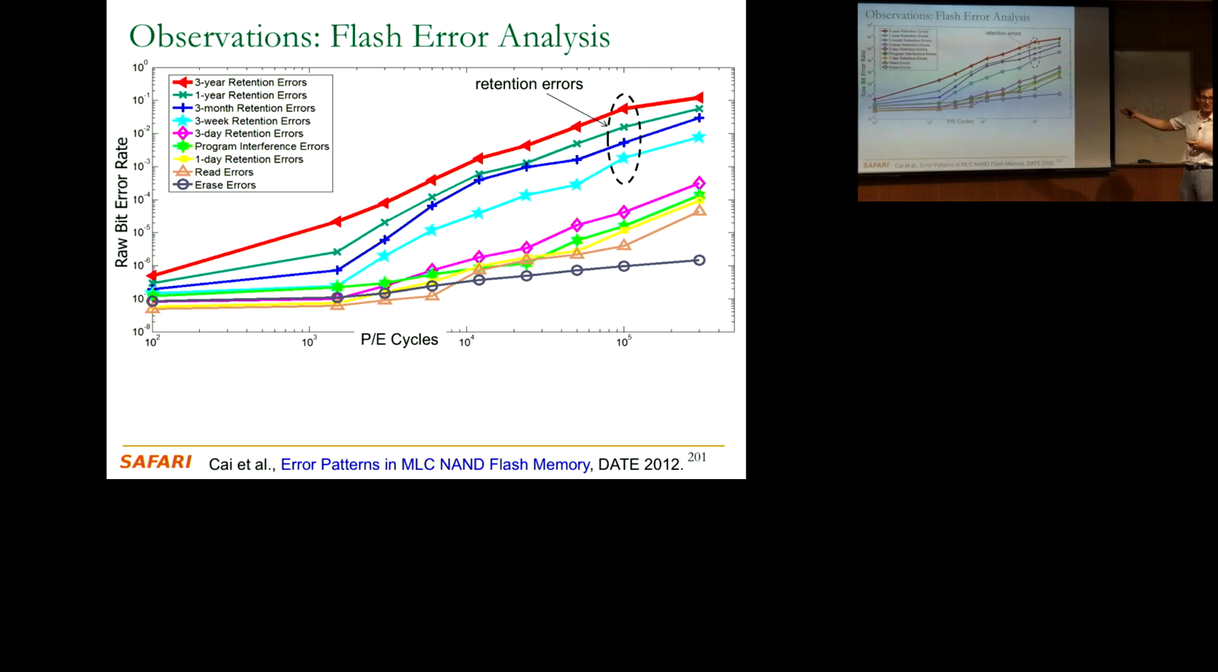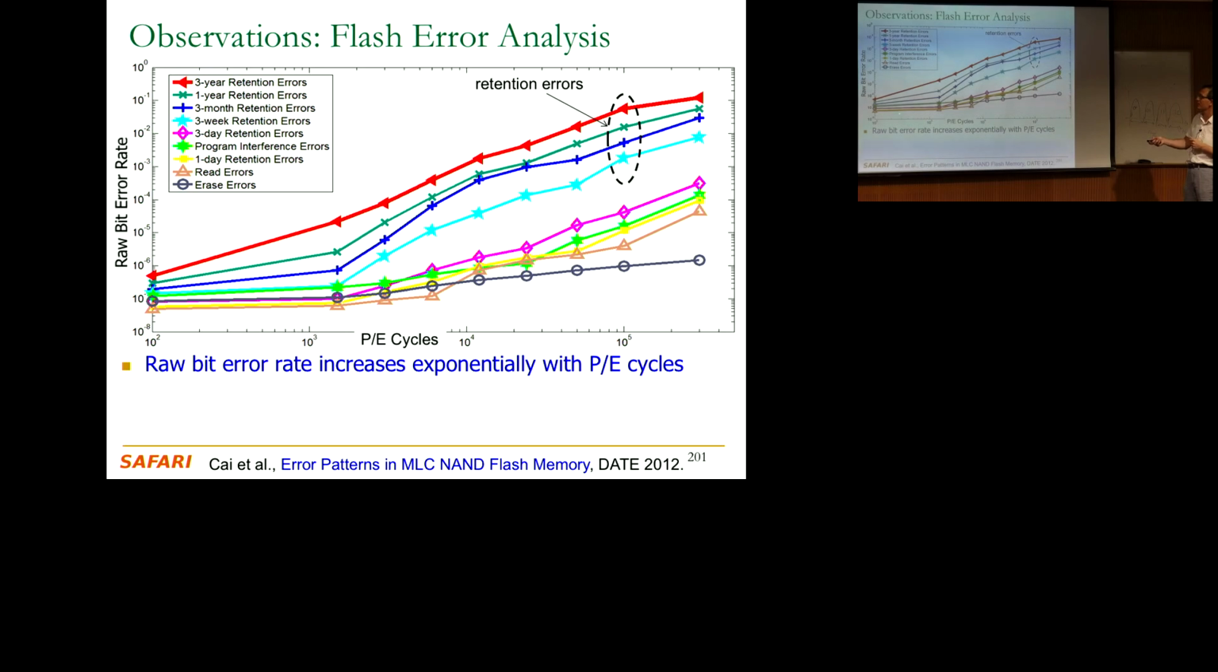Okay, so this is real data from the devices that we've tested. They're relatively old devices, 2011 or so. And this is what you get in the devices. So this is the program erase cycles the device is subjected to. We call that how many times you programmed and erased things. And this is the raw bit error rate. As you can see, the first conclusion is that raw bit error rate increases exponentially with program erase cycles. This is logarithmic, as you can see over here.